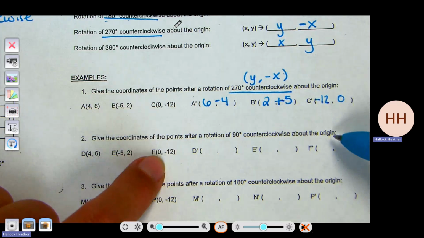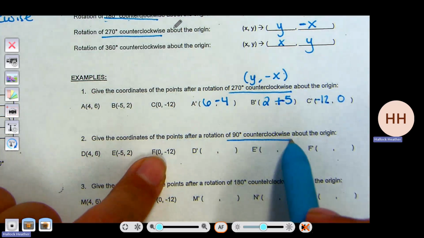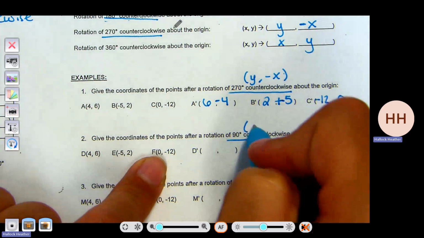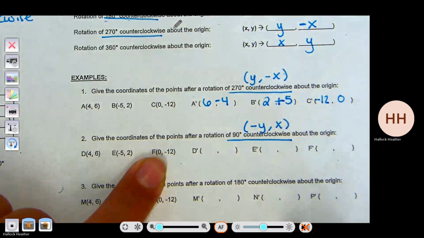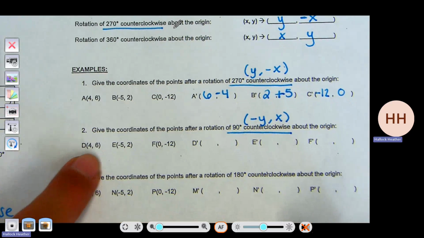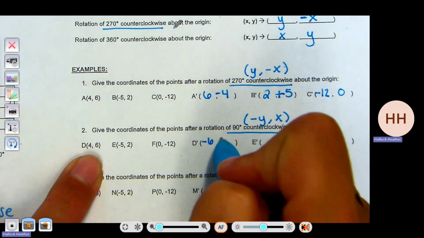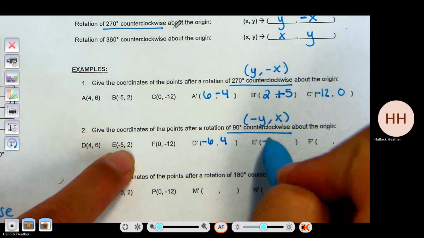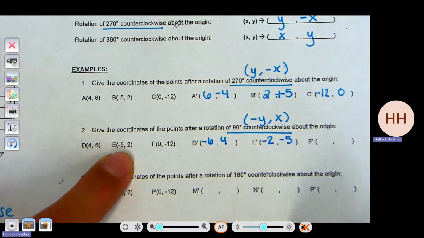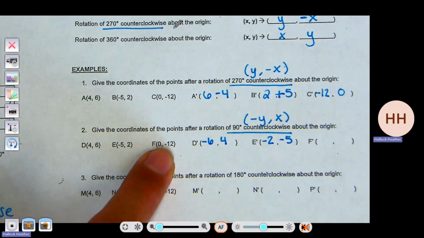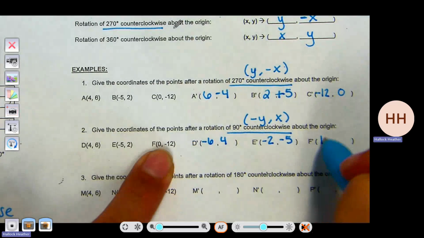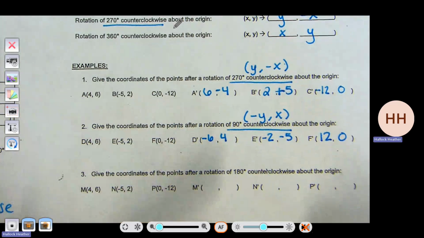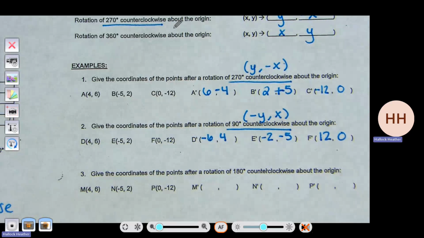So we're gonna do one more together and then you guys can try one. So we're gonna do 90 degrees counterclockwise. The rule is negative Y, X. So if D is 4, 6, negative 6, 4. Perfect. And then if it was negative 5, 2, negative 2, negative 5. Good job. Last but not least, if I flip it and I switch the front, what is it going to be? 12, 0. That's correct. So take a minute, try number 3. See if you can figure out number 3.